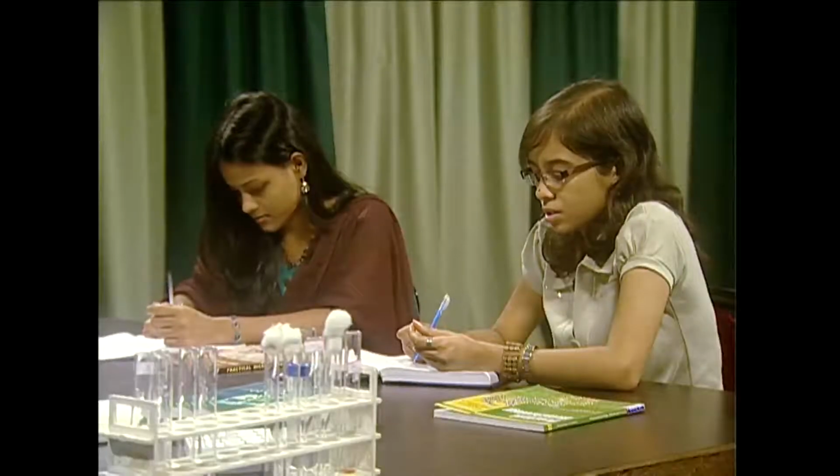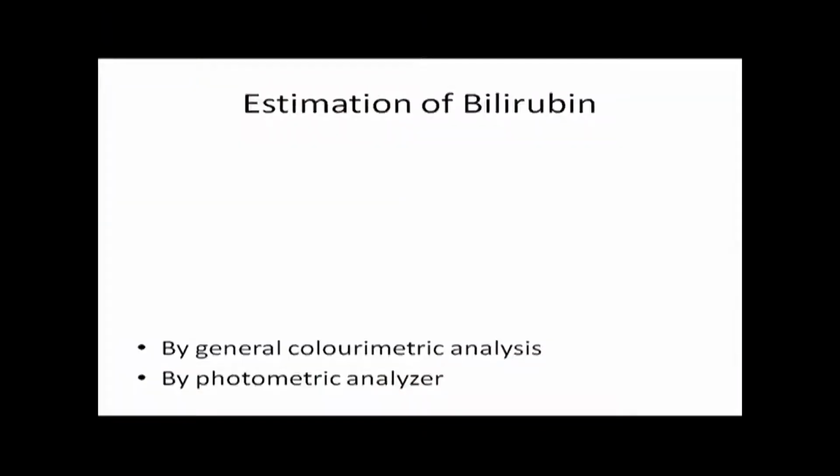If the conjugated version of bilirubin is not properly sent through the bile duct towards the small intestine because of obstruction of the bile duct, again it can elevate the conjugated serum bilirubin. This is post-hepatic or obstructive jaundice. The estimation can be done by colorimetric analysis as well as photometric analyzer.